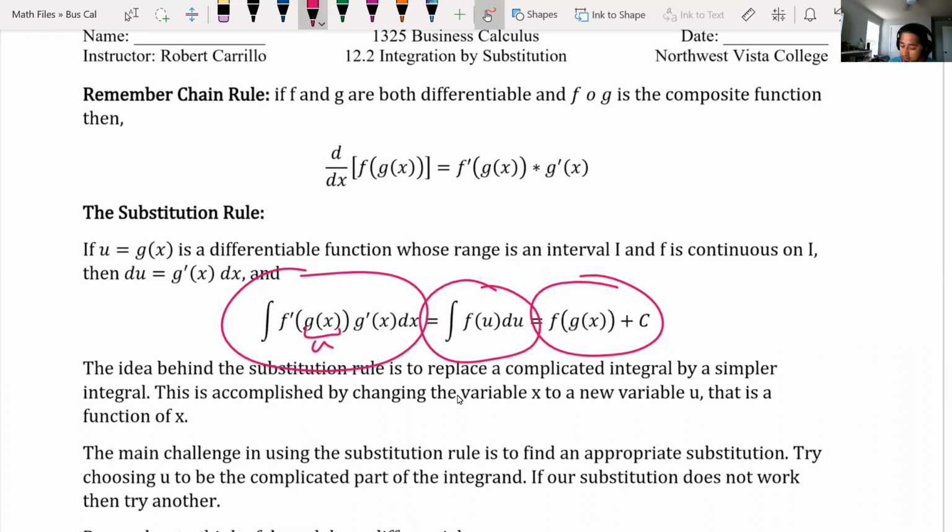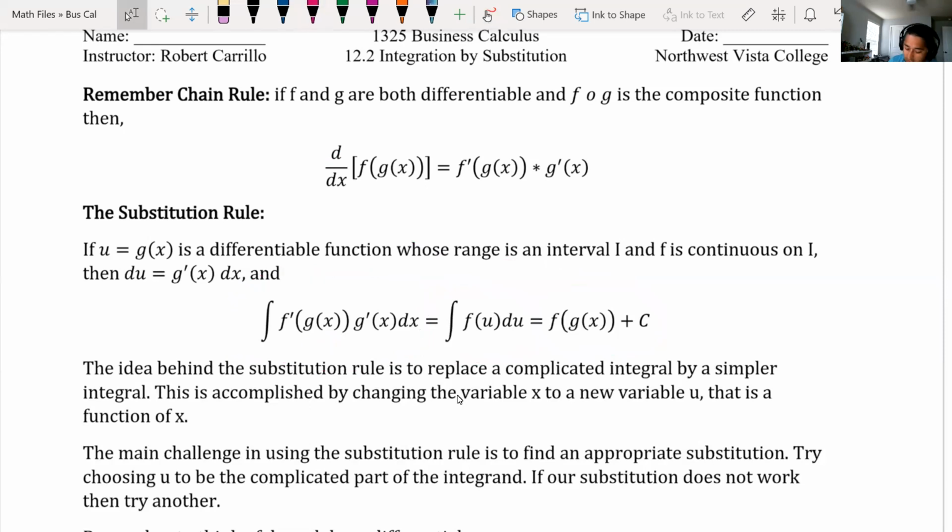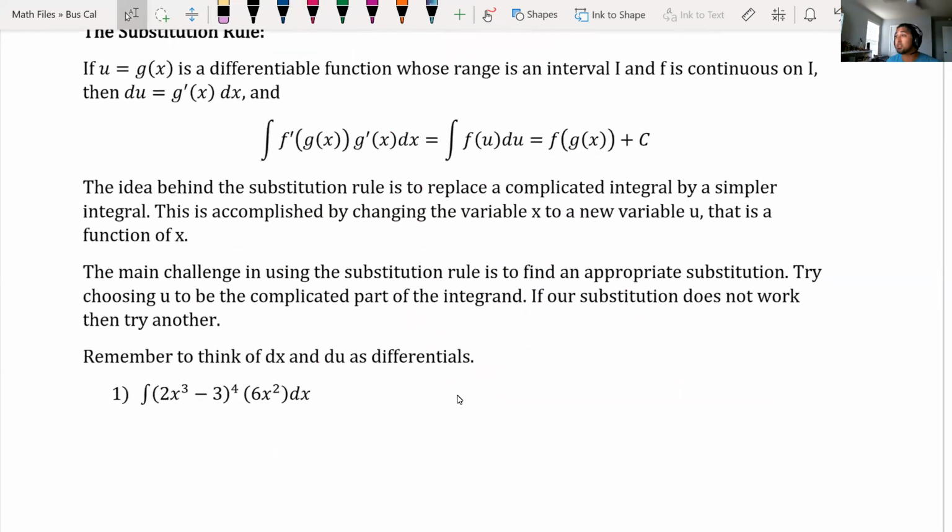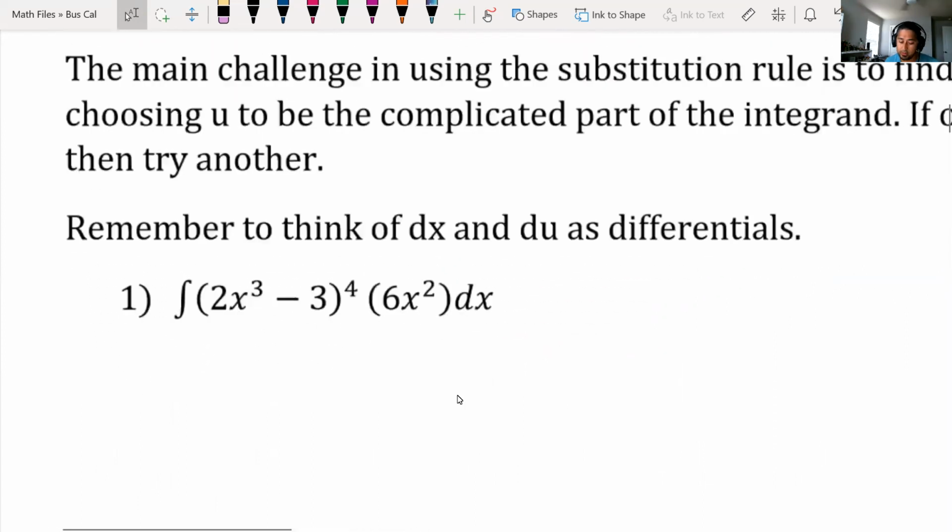Okay. And again, try not to make it too complicated with all this notation. We're going to use a bunch of substitution today to make our antiderivatives much easier. And the way to do this is by choosing the more complicated looking part of the integral to be our substitution. And it's all definitely trial and error. Okay, so let's go ahead and try this out.